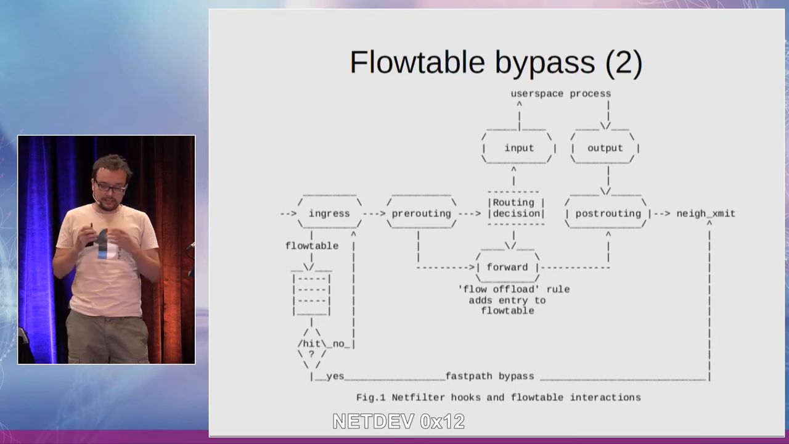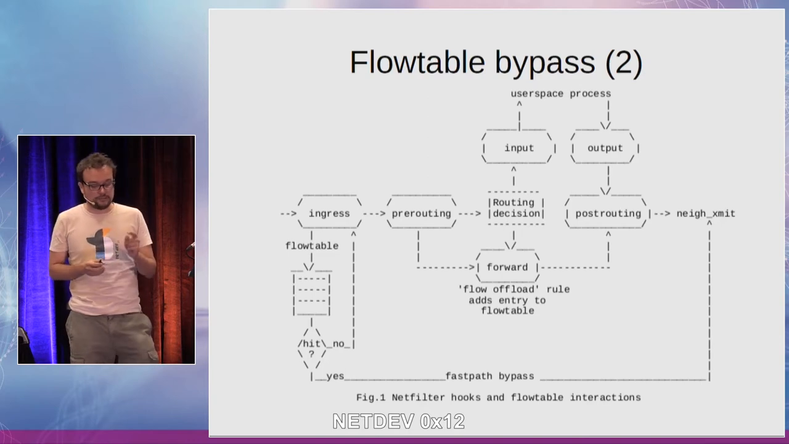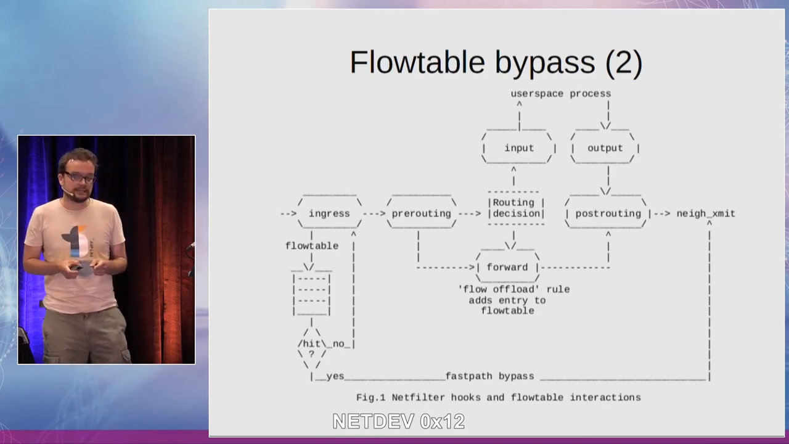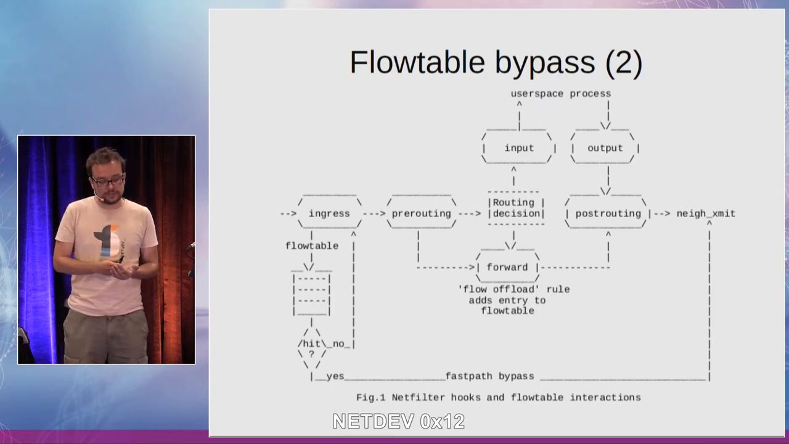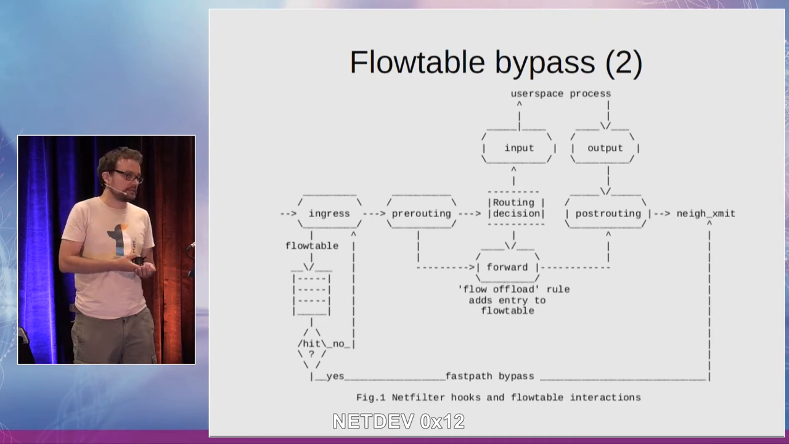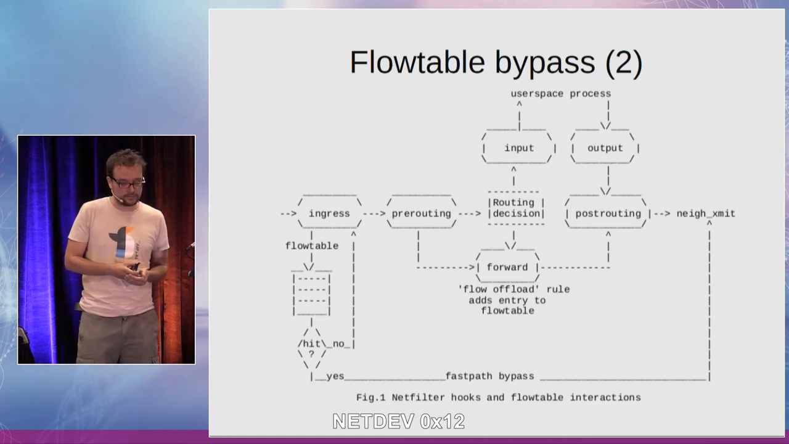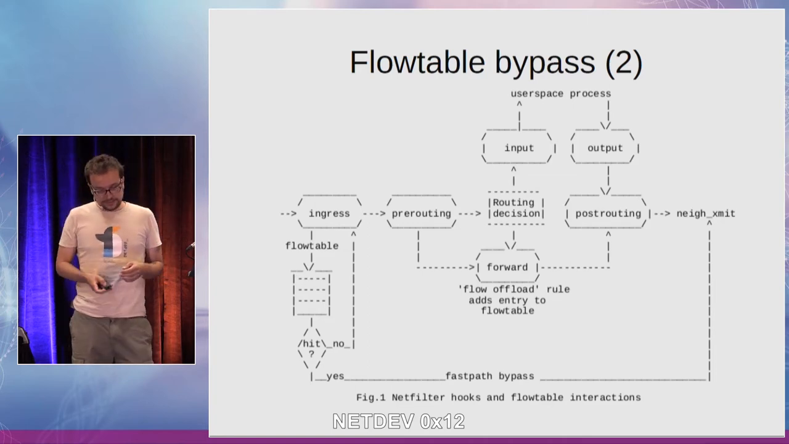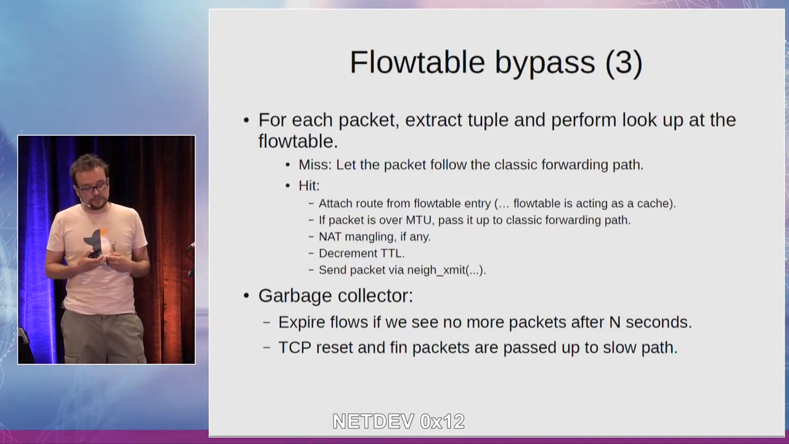So they go through routing, we do the routing decision, and if it's not for us, we forward. And then the forward chain is where we can place this flow offload action. The flow offload action has been done in a way that the sysadmin is aware that only flows that are being forwarded can be placed into the flow table, right? Because locally generated traffic needs to follow the classic path. So that's how it looks. This is just a verbose explanation of that.